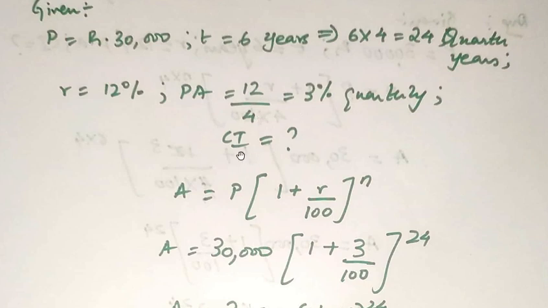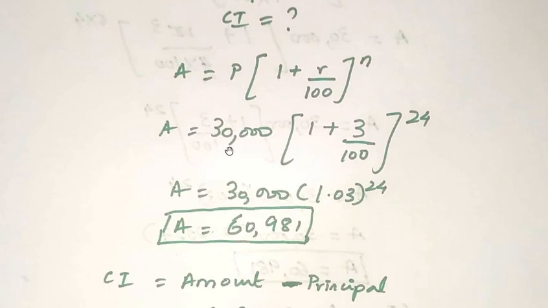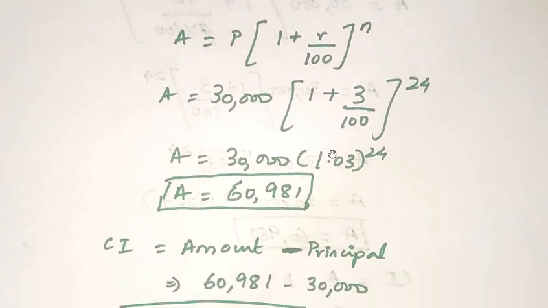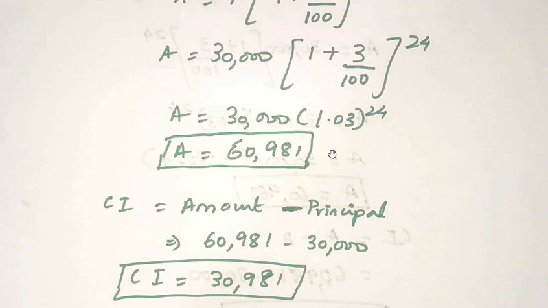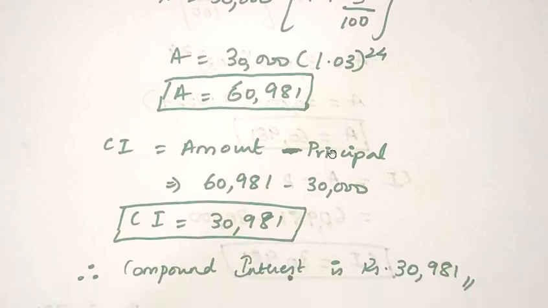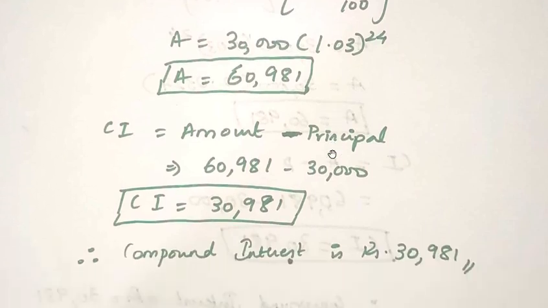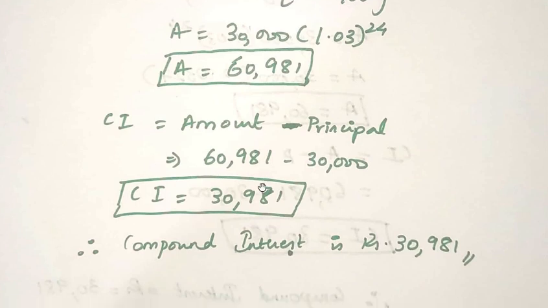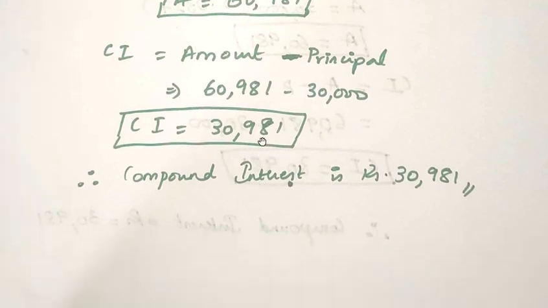Now we're supposed to calculate our compound interest. So amount is equal to principal into (1 plus r by 100) to the power of n. A is equal to 30,000 into (1 plus 3 by 100) to the power of 24. Amount is equal to 30,000 into 1.03 to the power of 24. Amount is equal to 60,981. So your compound interest is equal to amount minus principal, 60,981 minus 30,000. So you get 30,981.